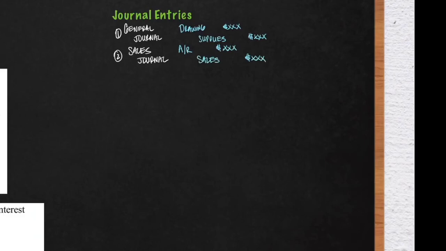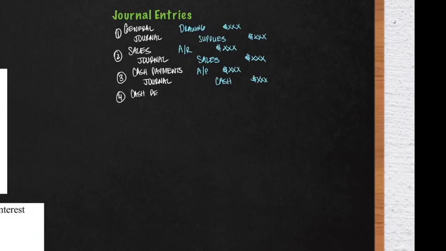Number 3, payment to vendor on account. Because it's a payment and cash is going out, that belongs in the cash payments journal. That's a debit to AP and a credit to cash. Number 4, payment received from customer on account. You're receiving cash here, so that's the cash receipts journal. You're going to debit cash and credit AR, cash receipts journal.